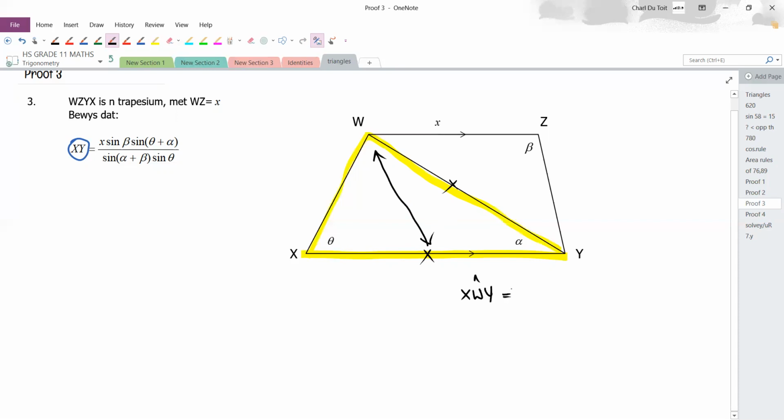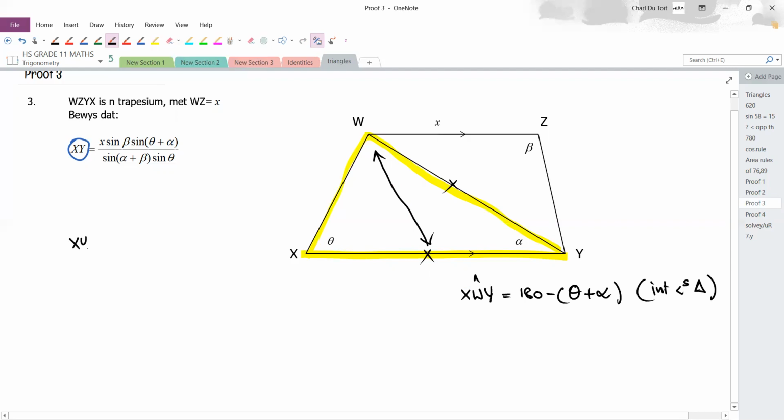And that equals 180 minus the sum of the other two angles, theta plus alpha. You agree with that? Yes, sir. Interior angles of a triangle. Good. So xy over sin of 180 minus theta plus alpha equals, we have to include the wy side because that is the way to move to the other triangle, and that will be over that angle there, sin theta.